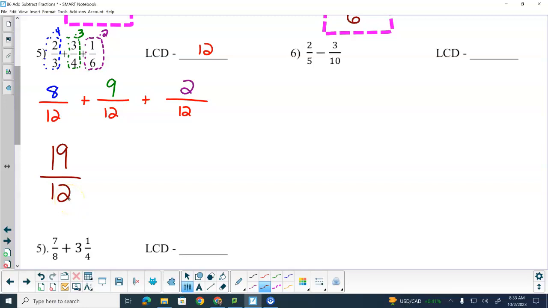Can that be reduced? 19 over 12? No. Reduced is different than mixed number. I'm guessing you were going to say 1 and 7/12? Yep, that's a mixed number. Okay? Reduced would be going from like 9/6 to 3/2. So it can't be reduced, so we could leave it like this, or 1 and 7/12.